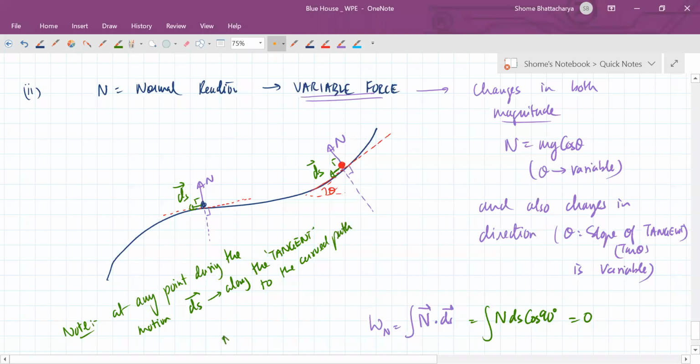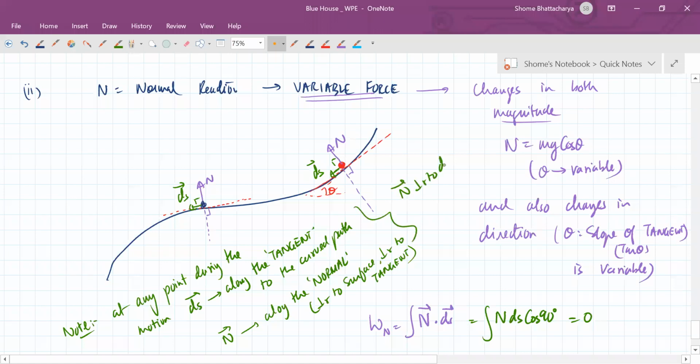Okay. Whereas normal reaction is along the normal, that is perpendicular to the surface. Okay. Therefore perpendicular to the tangent. So therefore N is always perpendicular to ds at all points. Okay. So that is what is coming in here.